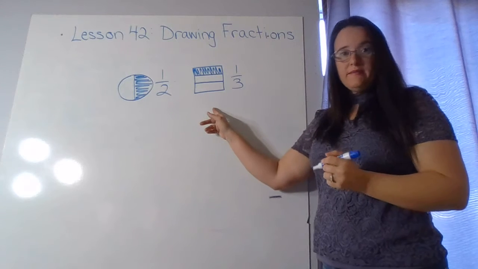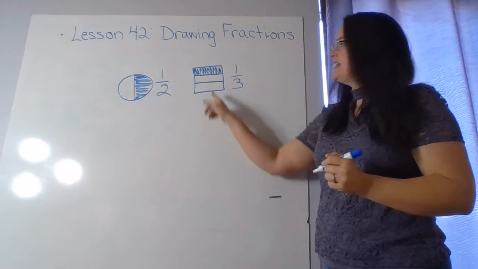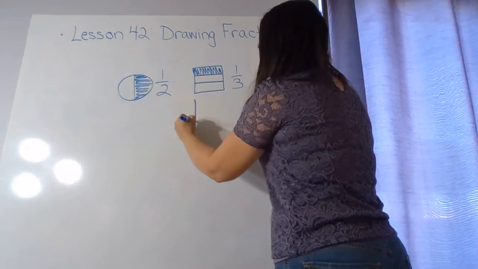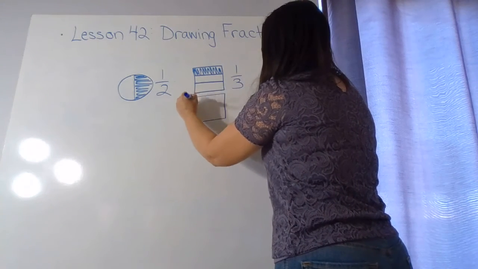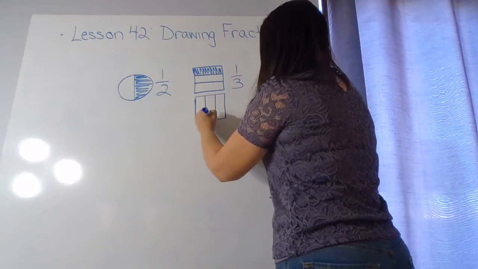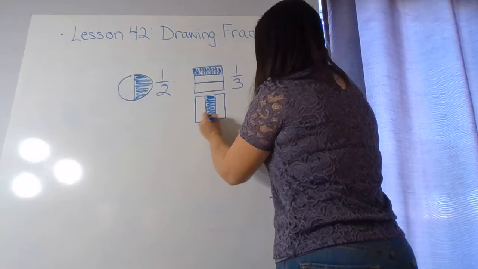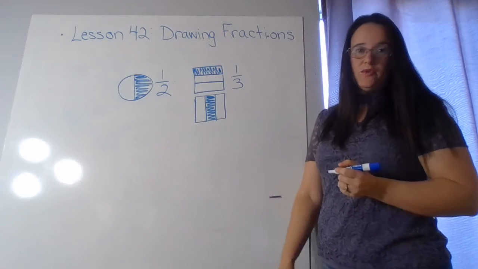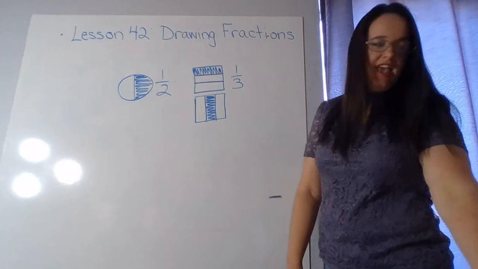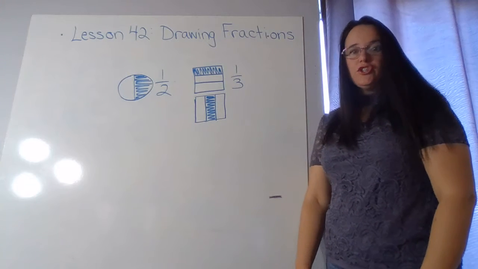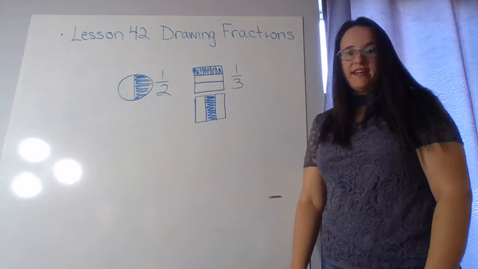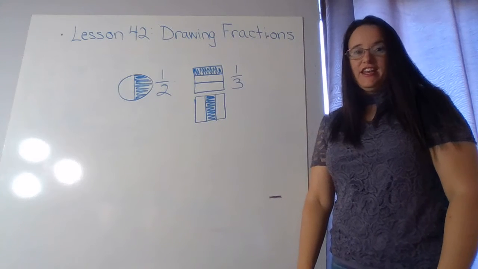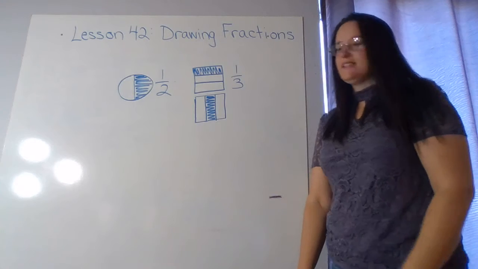So here's one possible answer. If you had this, even if you shaded in the middle piece or the bottom piece, that would be correct. However, there's another possible answer. You could also have drawn your thirds this way, and again, doesn't matter which one you shade in. The next problem is 2/3 of a rectangle. Draw a rectangle and shade in 2/3.